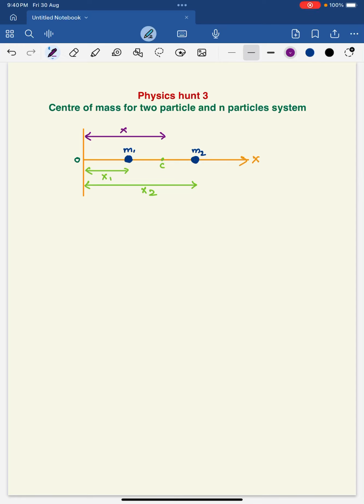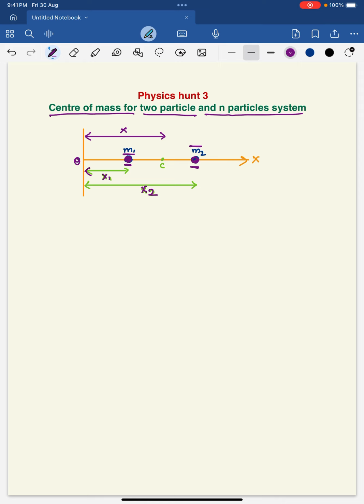In this video, I'm going to discuss center of mass for two particles and an n particle system. Look at the diagram here. I have two particles. The first particle of mass m1 is at a distance x1 from the origin, and the second particle of mass m2 is at a distance x2 from the origin. These are the two reference particles: one is m1 and the other is m2.